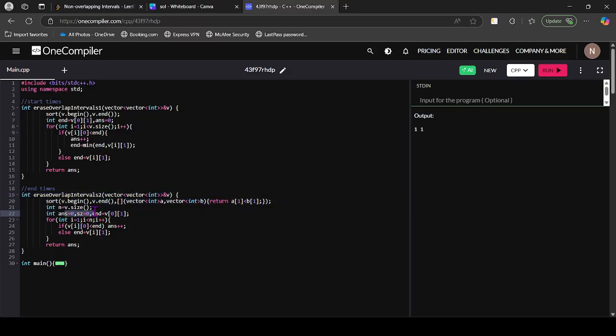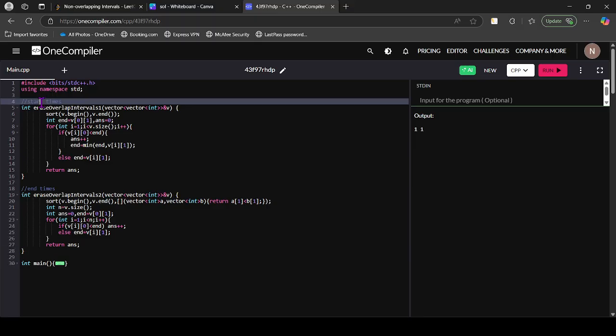And answer is 0, size is 0. Size is the size of the non-overlapping intervals, and end is v of 0, v of 1. Even size is not required here. We are assuming that the first one is in the non-overlapping set, so we are updating the end and starting the loop, checking whether this is overlapping. If it is overlapping, we increase the answer because we are removing the second one from our set; since we sorted with respect to end time, we are removing the present one. If it is non-overlapping, we update the end because we are taking this in the non-overlapping set and the endpoint will be updated. In this way we can return the answer.